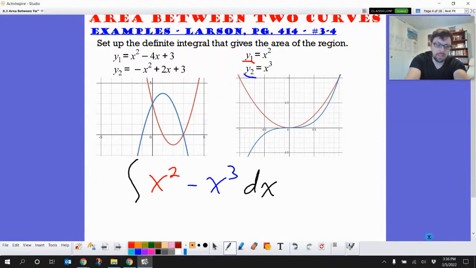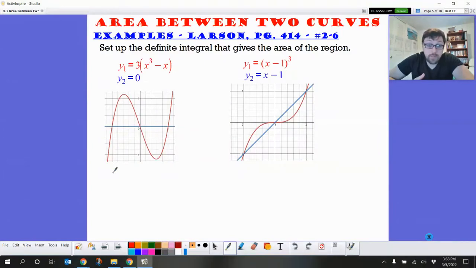So they're meeting right at the origin because 0 squared is the same as 0 cubed. And they're meeting up over here. So that's at 1, because 1 squared is the same as 1 cubed. Now that one we're not able to simplify down. That's as simple as it gets, and so we just integrate that thing to find the area between those two curves.